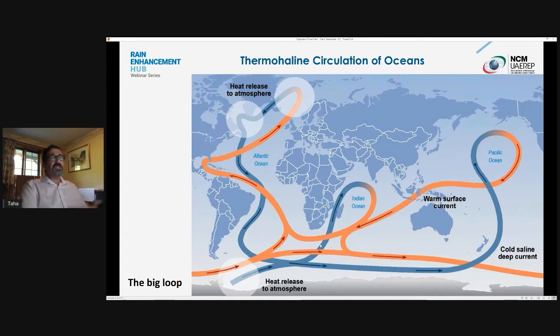So this creates interannual variability, and to try to monitor and measure this variability, we're looking at the intensity of these currents.